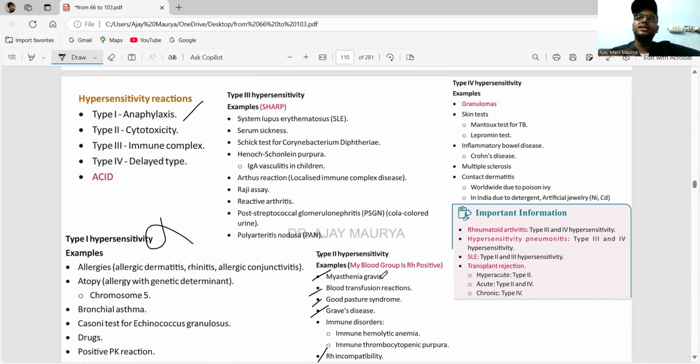Myasthenia gravis is a type of what? In the examination, if they mention type 5 for myasthenia gravis, if there are options 1, 2, 3, 4, 5, then what are you going to mark as the answer? You have to choose 5 first, then 2.